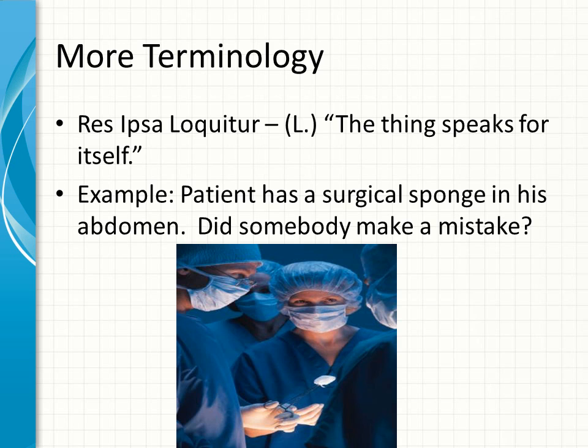A little more terminology that I came across, and this is covered in more detail in my tort lecture: res ipsa loquitur, Latin, it means the thing speaks for itself, and this is a theory of negligence. Some cases of medical negligence are easily settled in that it's pretty obvious that somebody made a mistake. The classic example for res ipsa loquitur: the patient has a surgical sponge in his abdomen. We are not born with surgical sponges in our abdomen, are we? No, it looks like somebody made a mistake during their surgical counts during surgery.